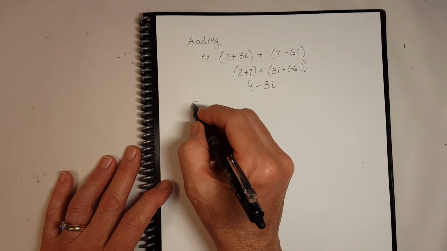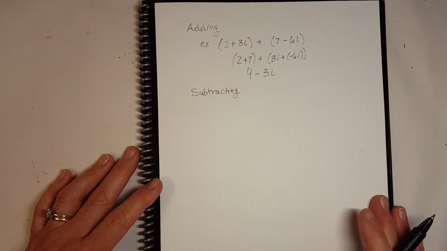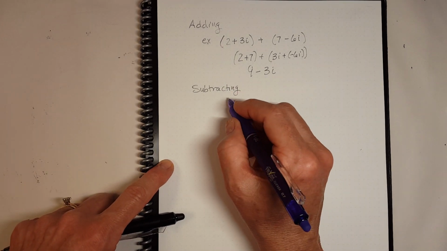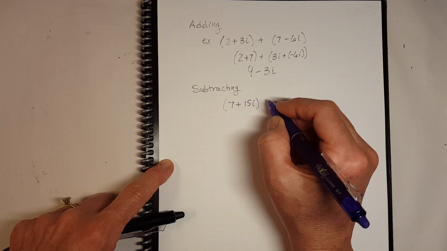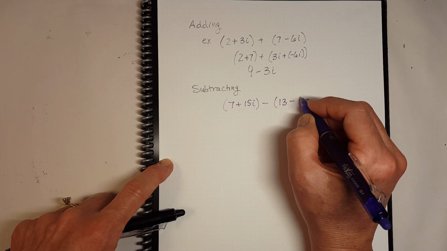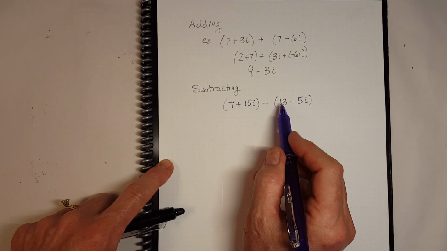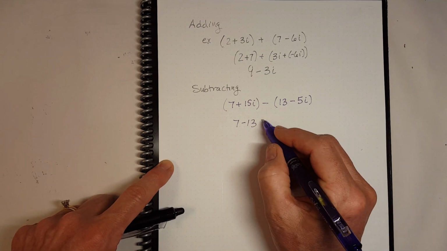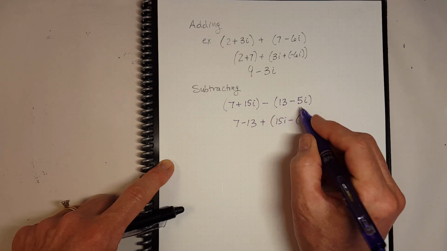Okay, let's do an example of subtracting. So when we subtract, it's just like subtracting in an algebra problem where you distribute your negative. So if we said 7 plus 15i minus 13 minus 5i, we're going to do 7 minus 13, subtract the real parts, and then plus 15i minus a minus 5i.